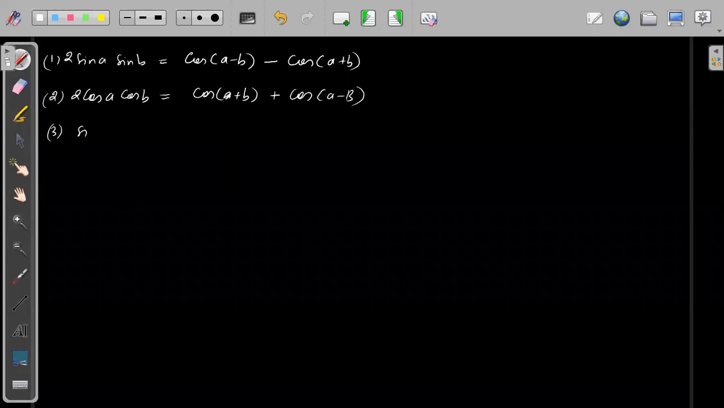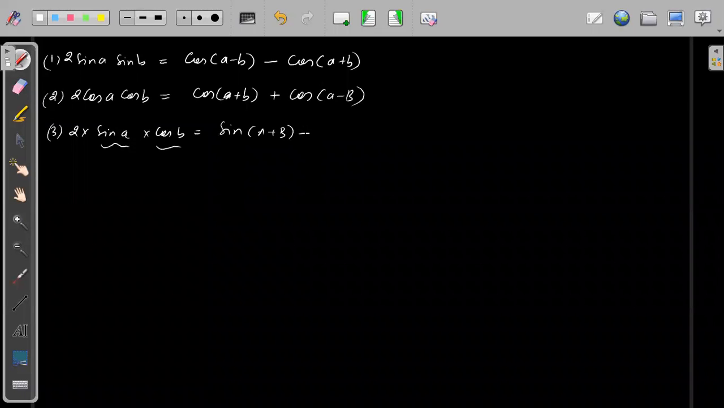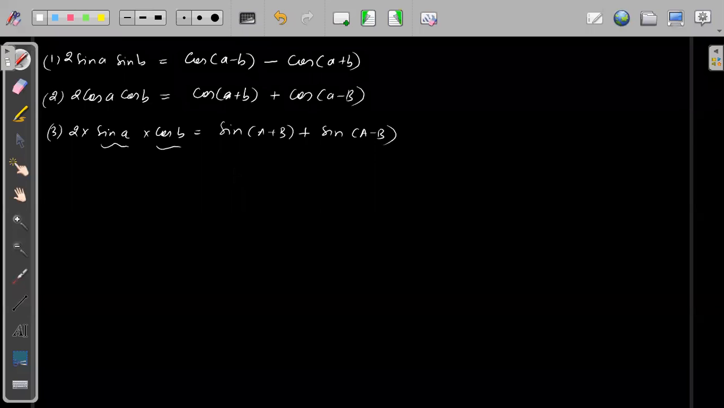Third, 2 sine A cos B. 2 into sine A into cos B. Tell me, 2 sine A cos B. So this will come from, yes, sine of A plus B plus sine of A minus B. Very good, excellent. Now this is from multiplication to addition.